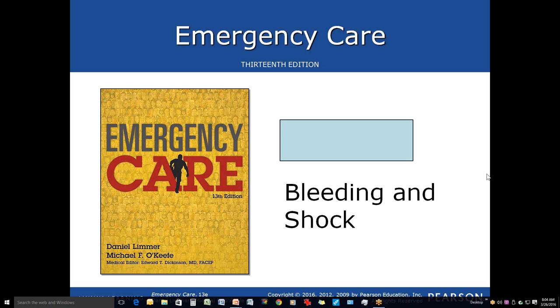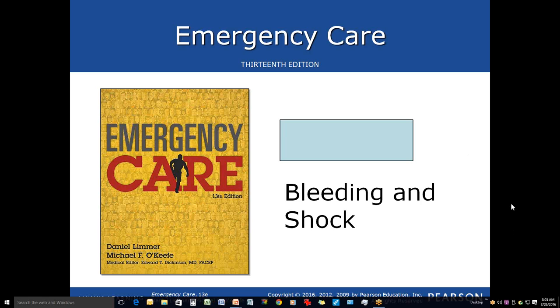Let's talk a little bit about bleeding and shock. One of the immediate threats to life is hemorrhage. The other has to do with an obstructed airway. So we'll talk about the importance of recognizing bleeding, particularly bleeding that you can see, and the new hemorrhage control guidelines that reference how to control bleeding.